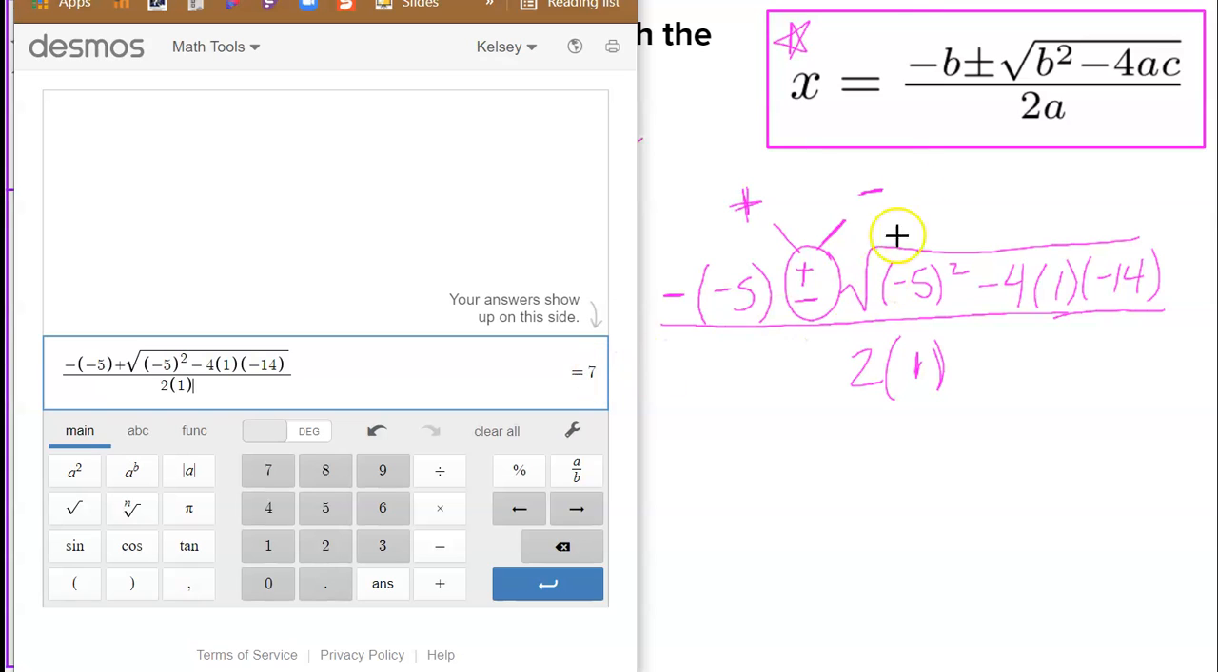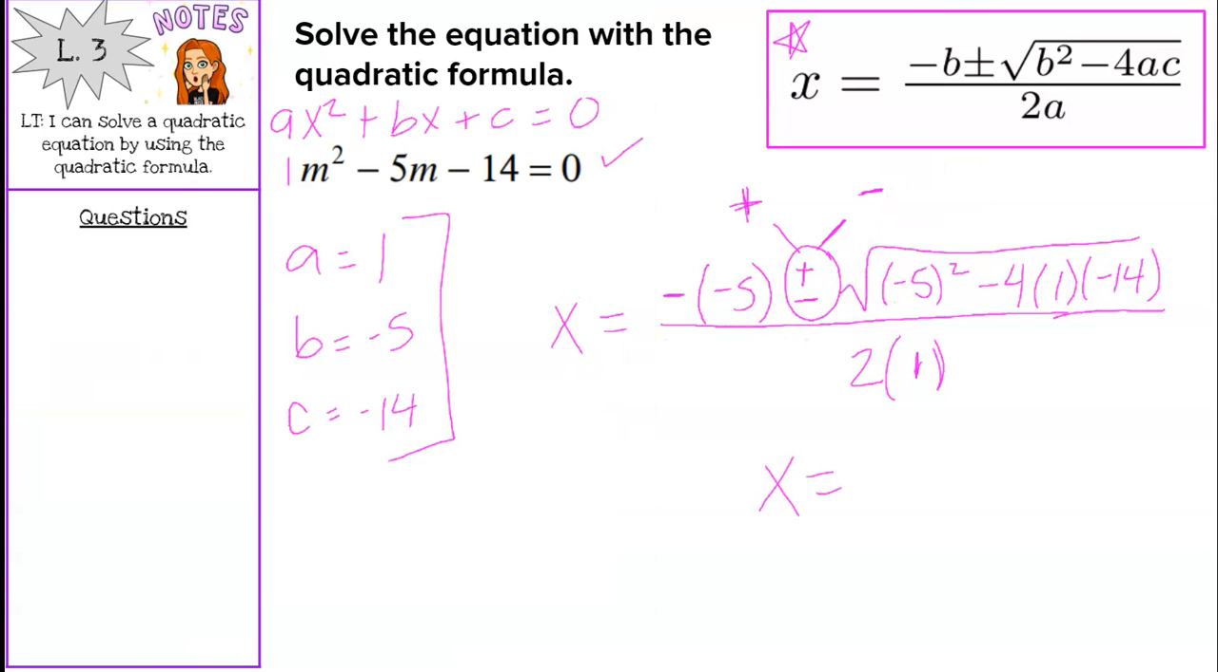So one of our answers is 7. So I'm going to put x equals 7 and then a comma because I'm going to change that plus sign to a minus sign so we can get that second answer.